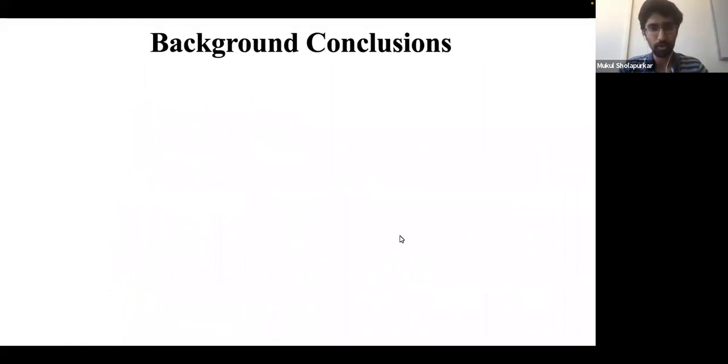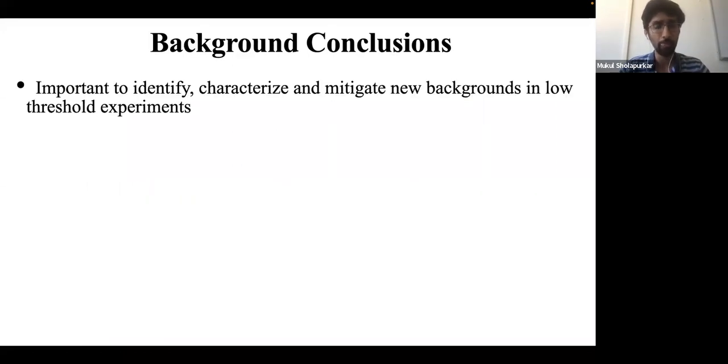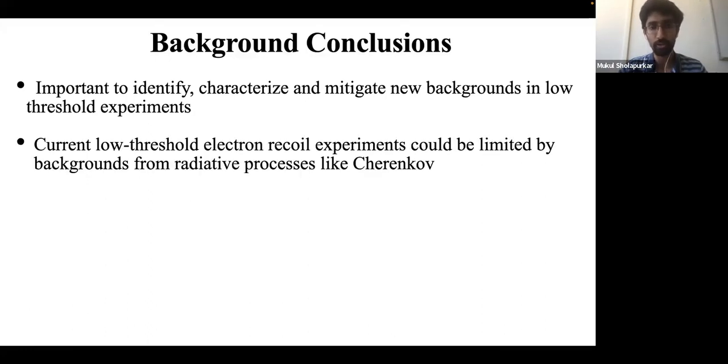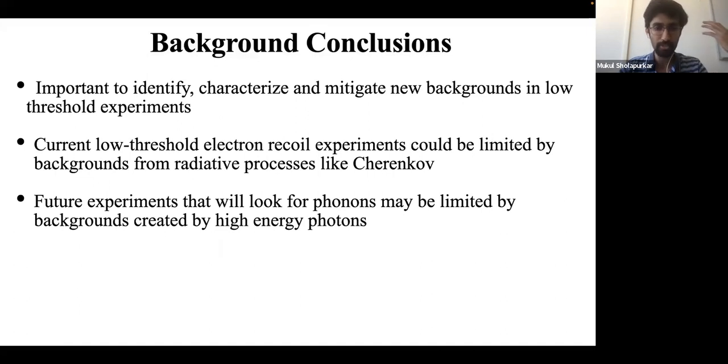So, just conclusions about this background section of my talk. It's important to identify, characterize, and mitigate these new backgrounds in low threshold experiments to gain sensitivity to the theoretically well motivated candidates that we love and would like to test. So current low threshold experiments that have already run and will improve soon, that have looked for electron recoils to probe sub-GeV dark matter, could already be limited by backgrounds from processes like Cherenkov. Future experiments that will look for phonons may be limited by this coherent atomic scattering background that I talked about just now, coming from high energy X-rays or gamma rays.